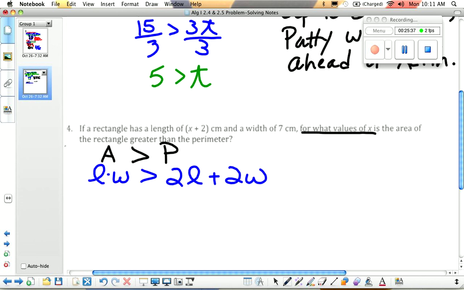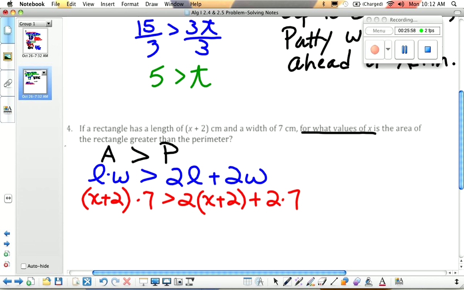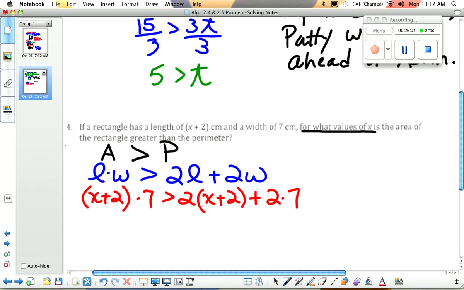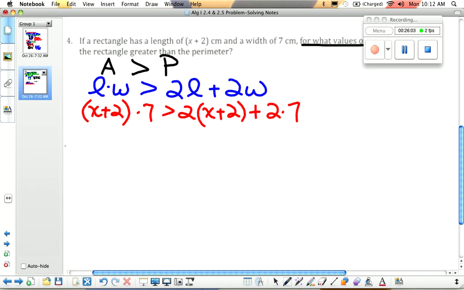Okay, well, let's just start subbing in what we know then. We know the length of this rectangle is x plus 2. Are these parentheses important? Yes. Absolutely. Don't you dare leave them off. And a width of 7. So 2 times x plus 2 on the other side, and 2 times 7 on the other side. So same rectangle, just comparing their area and their perimeter.